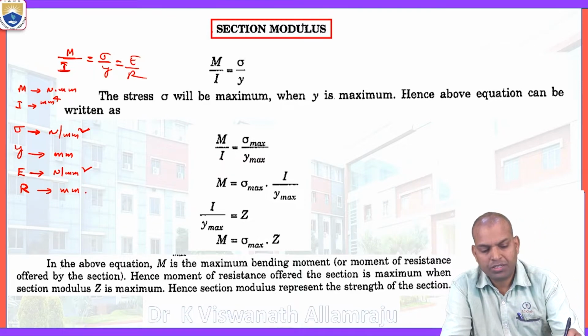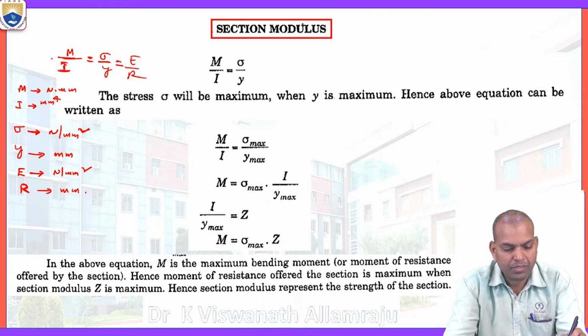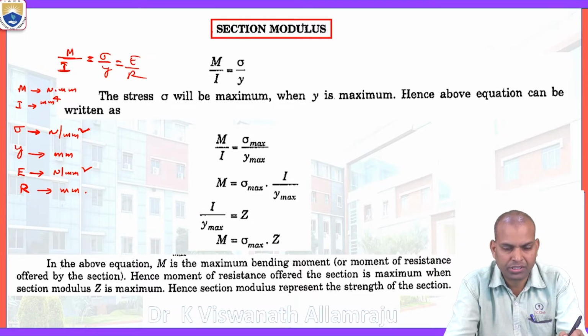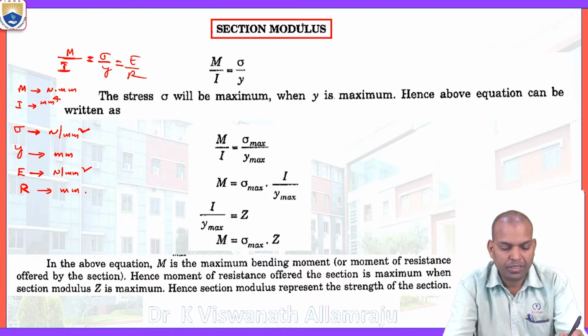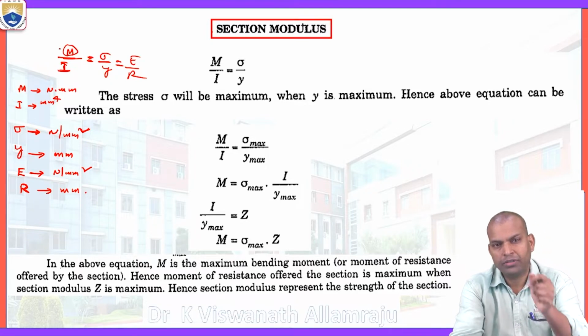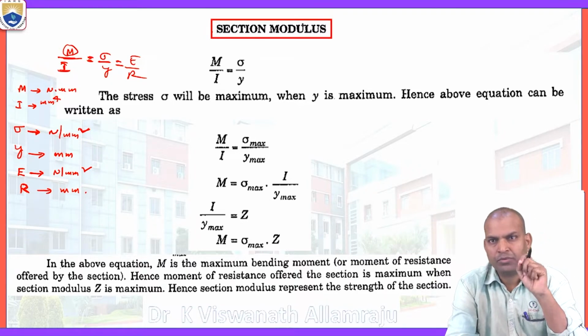So this equation is known as the pure bending equation. I is the area moment or second moment of area, which varies based on the cross section of the beam, where M is the maximum bending moment. This bending moment can be calculated from the concepts of shear force and bending moment equations.